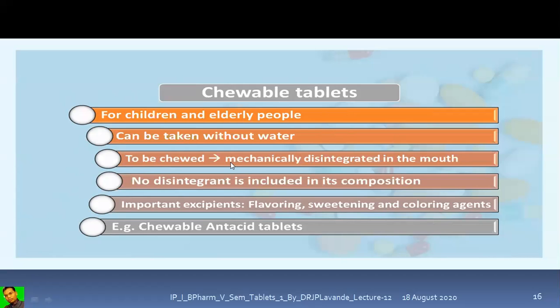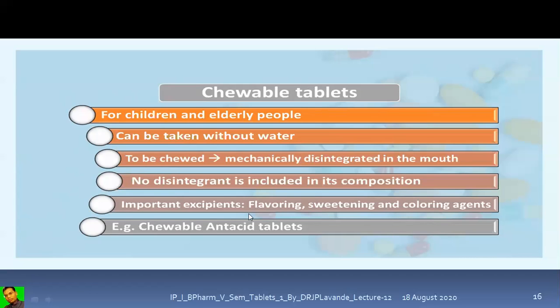It is to be chewed, mechanically disintegrated in the mouth. So just by chewing or crushing, it will get disintegrated in the mouth itself. As it is a chewable tablet, we need to chew it, so there is no need for breaking of the tablet. Actually, the process of breaking is the result of the addition of the disintegrating agent. But as the tablet is to be chewed, it does not require the addition of a disintegrant. No disintegrant is included in its composition in the case of the chewable tablet.